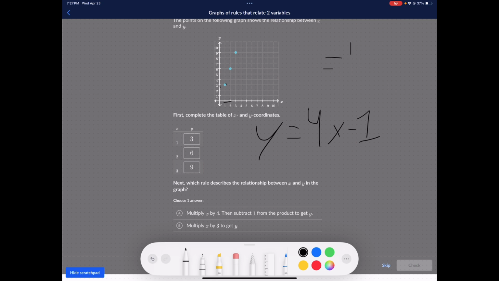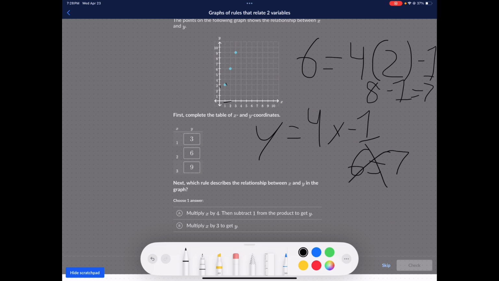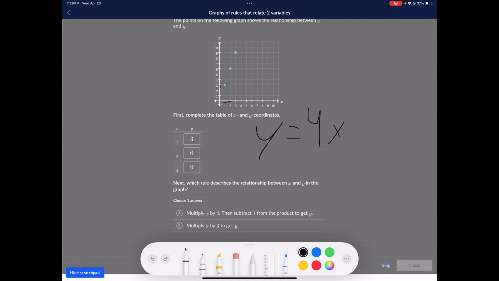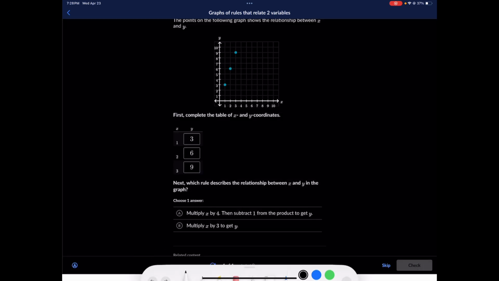So let's see. Just because it will always be there, we'll just have to plug in y and x. So, plug in y, plug in x. So, we have 4 times 2 is 8, and then minus 1 is 7. But is that equal to 6? It's not. So, it's not going to be a. It's going to be b. If we multiply each value, 1 times 3 is 3, 2 times 3 is 6, and 3 times 3 is equal to 9, which means that it's going to be b.